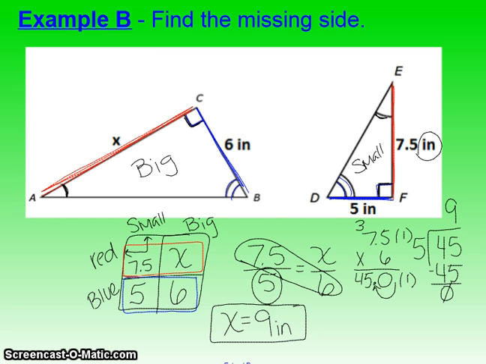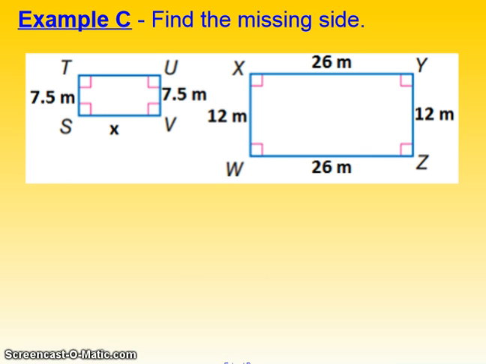Let's go ahead and go to example C. And that's on the back of your paper, so you're going to have to flip that over. Example C says find the missing side. So again, I'm going to start where that missing side is. I know that that missing side is where my X is, and that happens to be side SV.